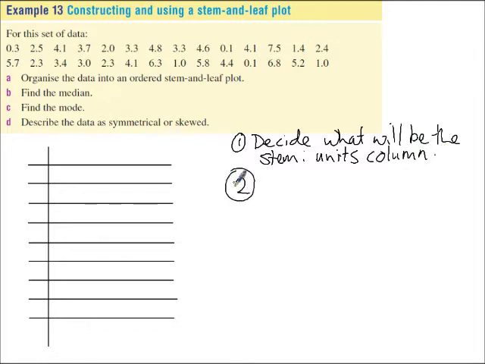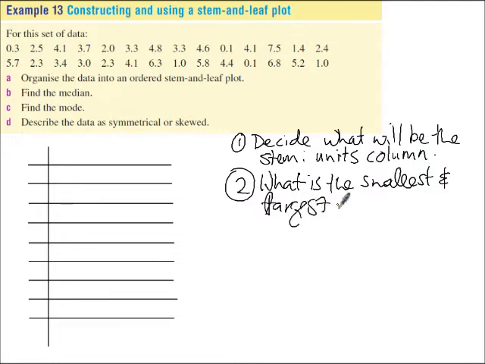And the second thing I need to do is say what is the smallest and the largest number. That will tell me where my stem goes from and to. So my smallest number is this first one here of 0.3, so my first stem is going to be a 0. And my largest is 6.8, so I need my stem to go up to 6. 1, 2, 3, 4, 5, 6.